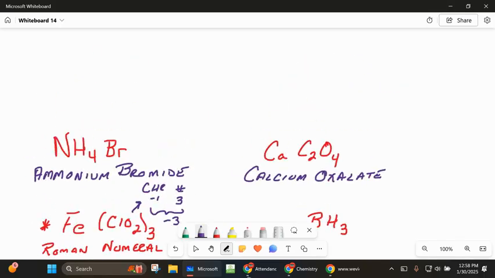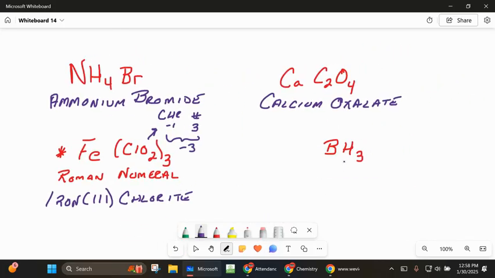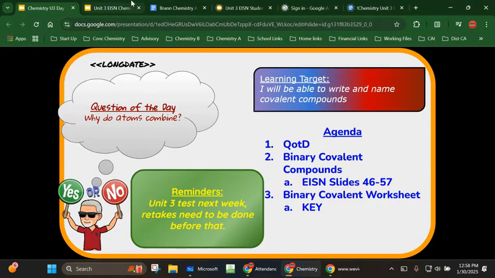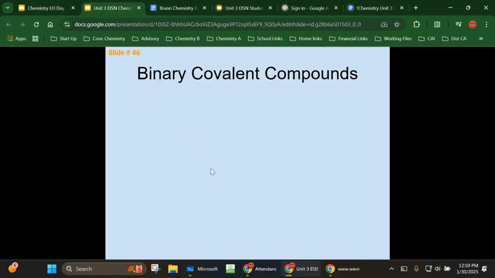So let's take a look at this. This is in your notes, ladies and gentlemen. We will come back and name this. Okay? But this is in your notes. This is on slide number 46. Binary covalent compounds. Okay, remind me, what does binary mean? No, not together. 2. Binary means 2.